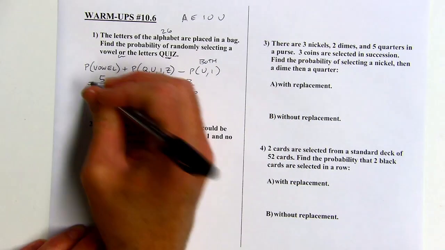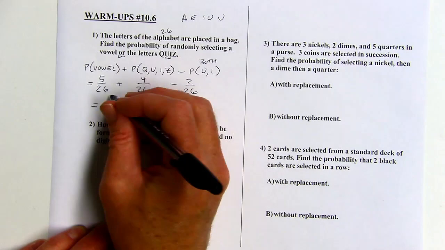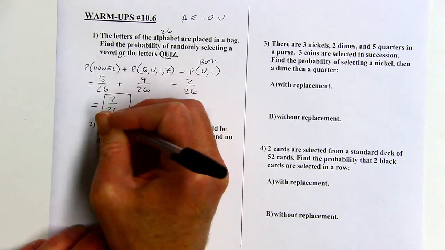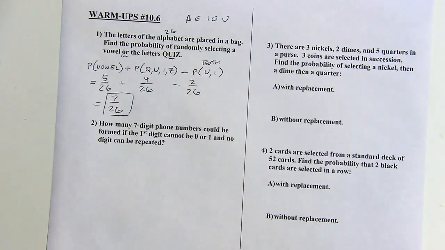Okay, so then add it all up. We get 9 minus 2, which is 7. So I've got 7 of the 26 letters that are either going to be a vowel or in the word QUIZ.